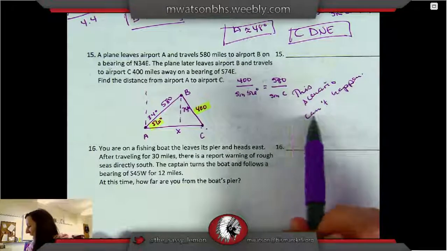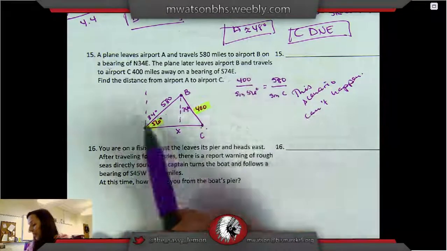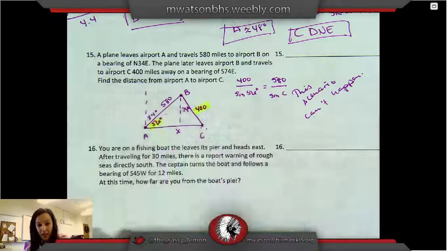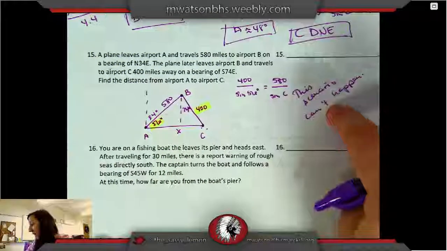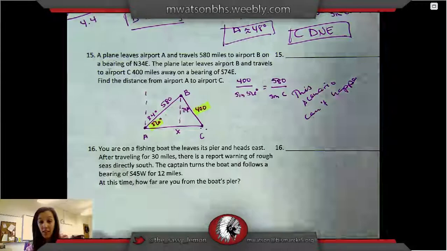Okay, so what you need to take away from this is how we strategize to set up the problem. But if this were to happen on the test, it would just be easy and you put this scenario can't happen.